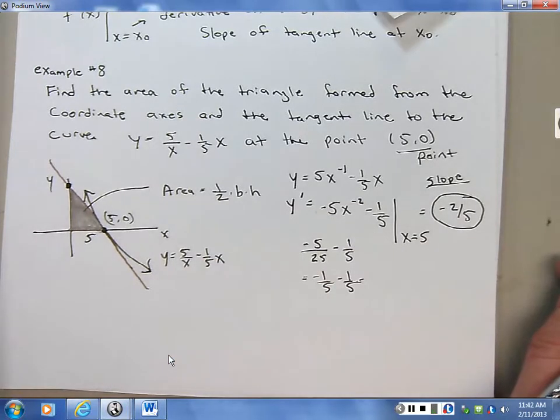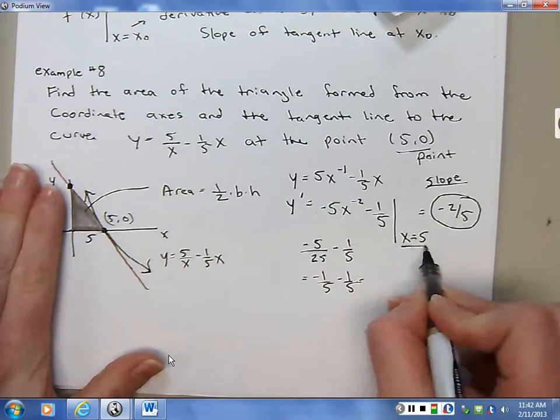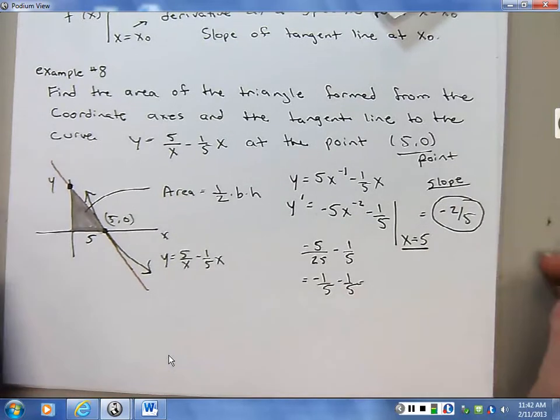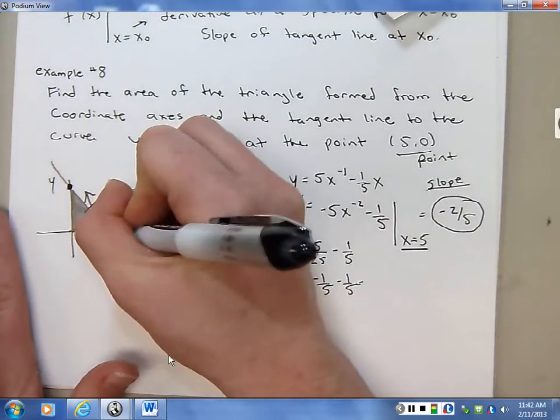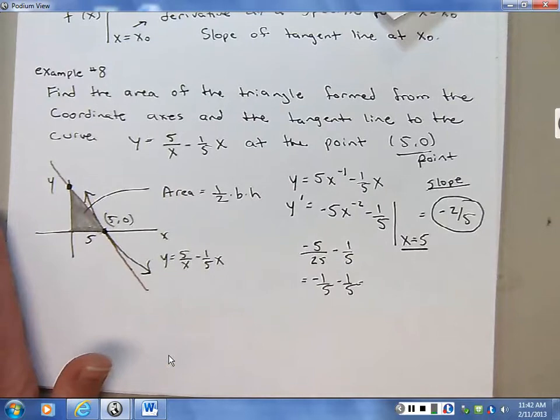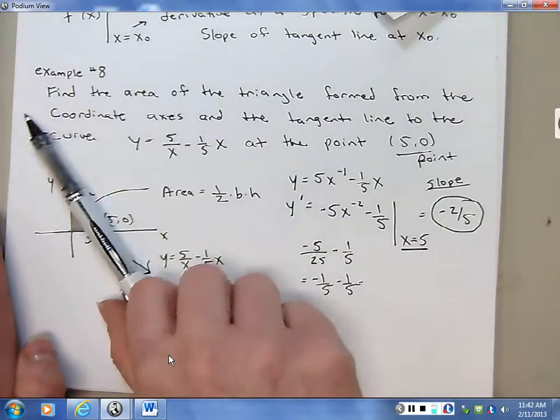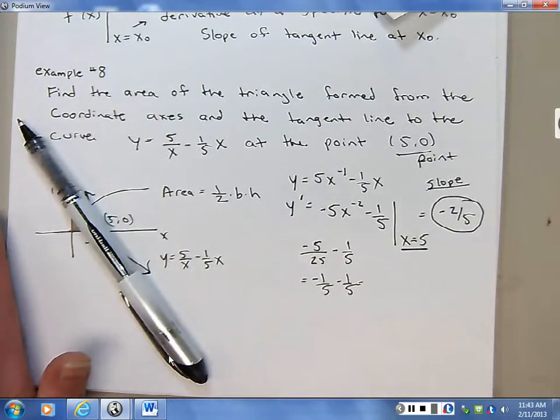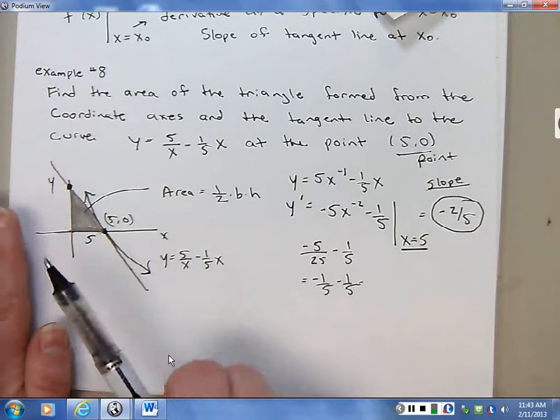Why are we plugging in 5? We're plugging in this 5 because we want to know the slope at x equals 5. Because we only care about the derivative at x equals 5. Because that's going to be the slope of the tangent line at that point. So I have a slope and I have a point.